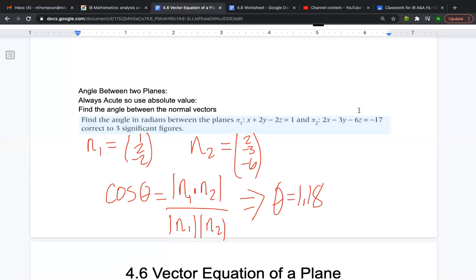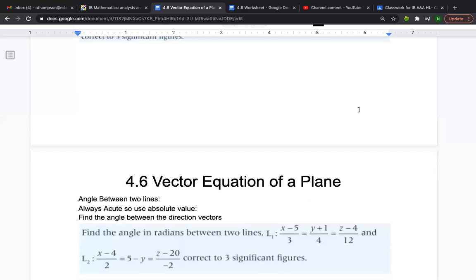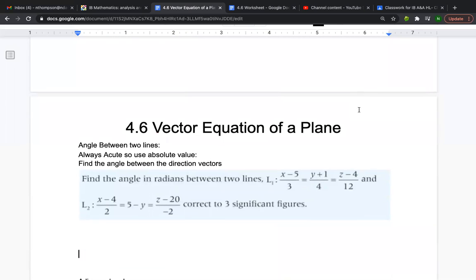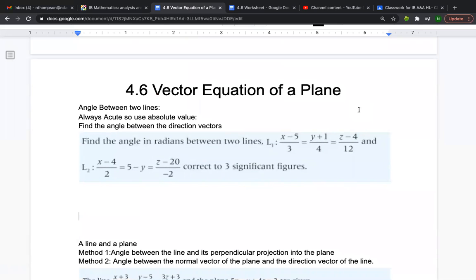All right, so moving on to the next kind, very similar process. It's an angle between two lines, also always going to be acute, so we're using the absolute value. And then all we have to do is find the angle between the directional vectors. Now, this is really nice. It already has it in the fractional form, which means that we know the directional vectors right away. So in this case, the first directional vector should be 3, 4, 12. And the second one is 2, negative 1, negative 2.